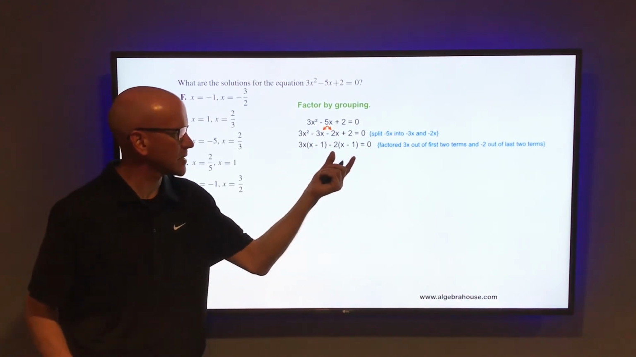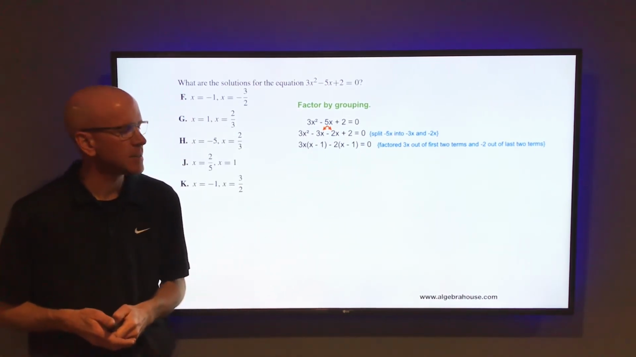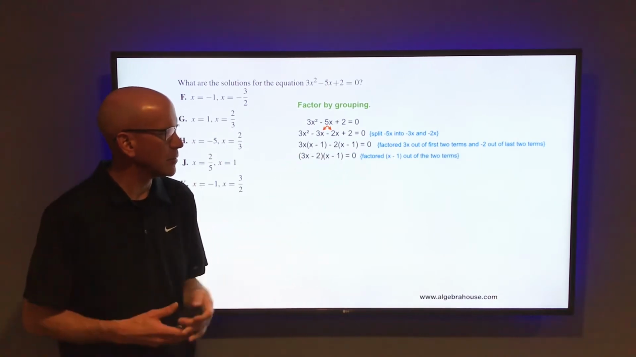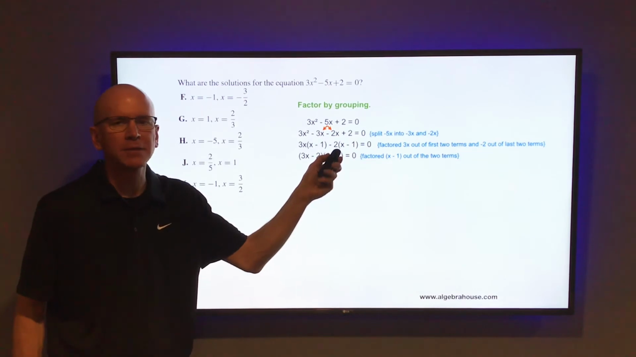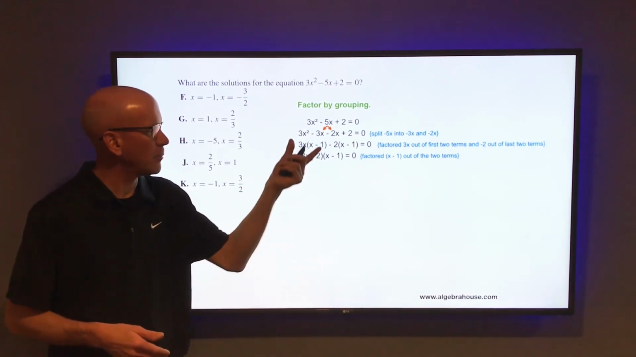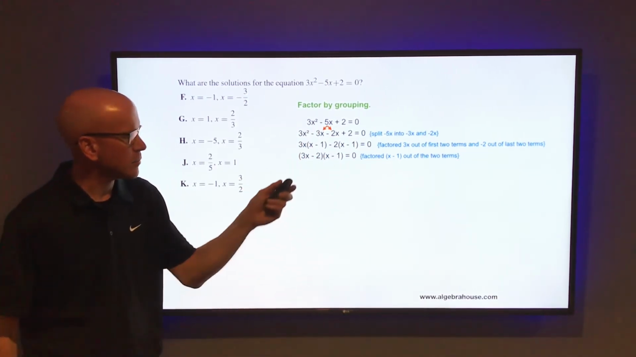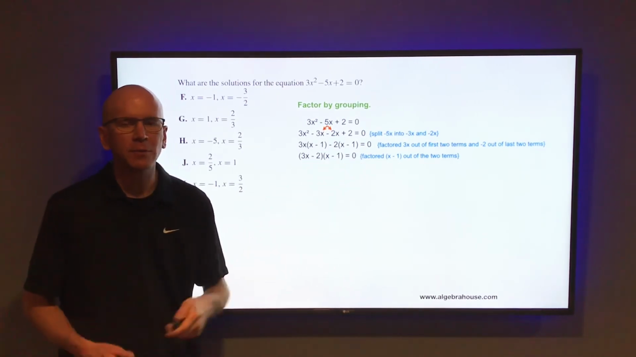So we're going to factor an x minus 1 out of each of those two terms. If you take an x minus 1 out of each of those, just like erasing it with your eraser, you're going to be left with that 3x minus 2. And that creates the two binomials that it factors into. So 3x minus 2 times x minus 1 equals 0.